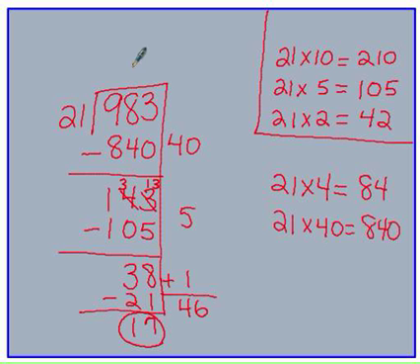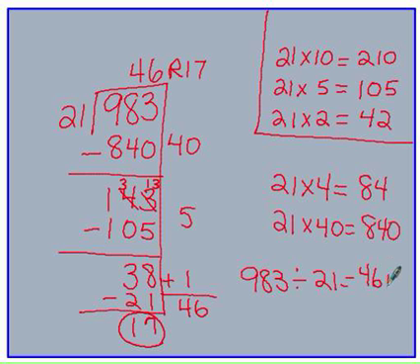So the quotient to this problem is 46, remainder 17. 983 divided by 21 equals 46, remainder 17. I hope this video has helped you to remember our strategy.